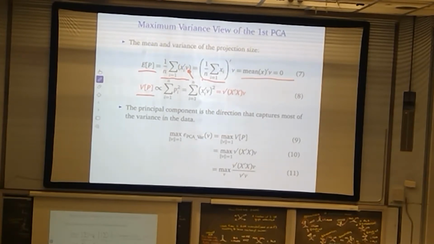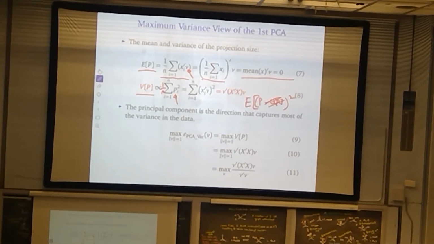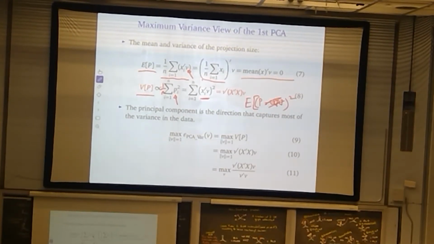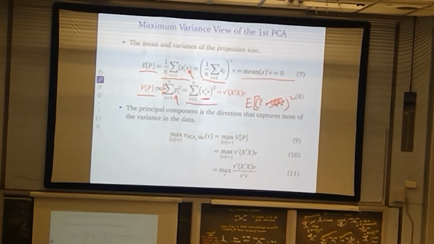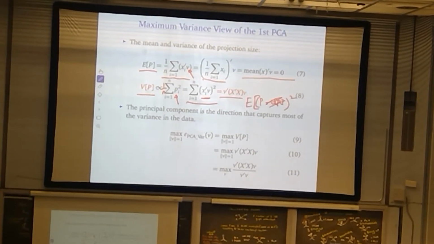because the E[P] is 0, the definition is E of (P minus E[P]) squared, right? Because this is 0, I can simply calculate p_i squared. You should have 1 over m, but I make it proportional since m is a constant. And this will be x_i transpose v squared. And this can be written in matrix form as just the quadratic form over the data matrix, okay?